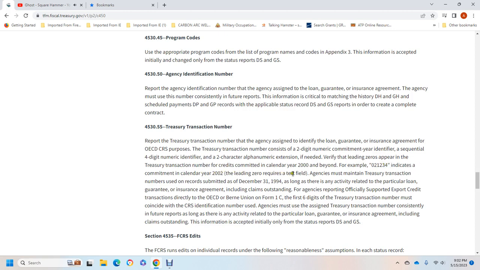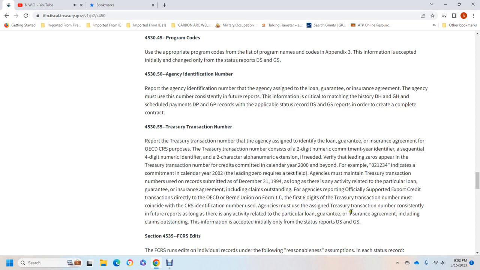The leading years required of the field, the agencies must maintain with the treasury transaction number they recorded from September to December 31st, 1994, as long as there is any activity related to a particular loan with the guarantee or insurance agreement that includes claims outstanding. The agencies' reporting official supported export credit of the transaction directly of the organization, economic export control and the disbursement of the Form 1C, with the first digit of the transaction number of the month coinciding with the CRS identification number.